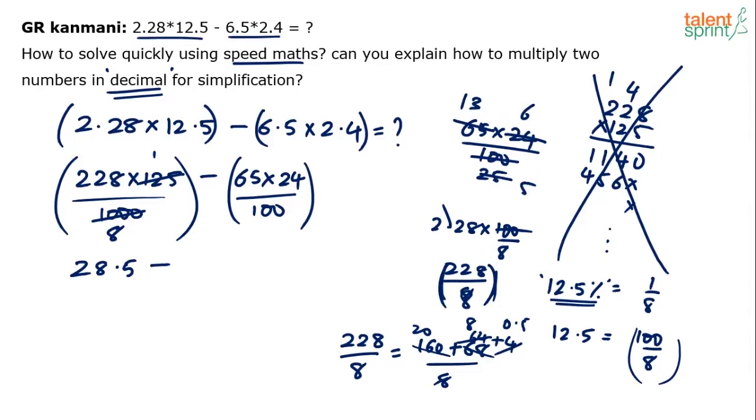Can be done, but your choice. If you're comfortable doing this, do it. Otherwise, multiply 65 with 24. No, don't consider 100 in division. Just multiply 65 with 24. How do you multiply 65 with 24?